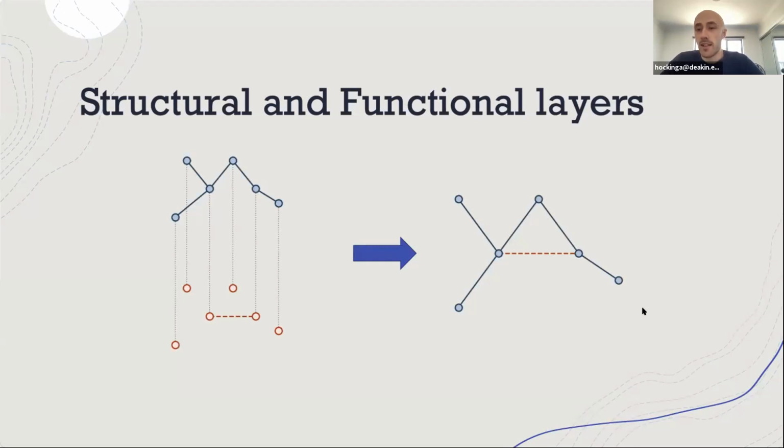So on the right, the red line means that the functional activity in the regions on either side are highly correlated. And we can see in the blue lines that the regions aren't directly connected, but there is a node above them that indirectly connects the two functionally synchronous regions.